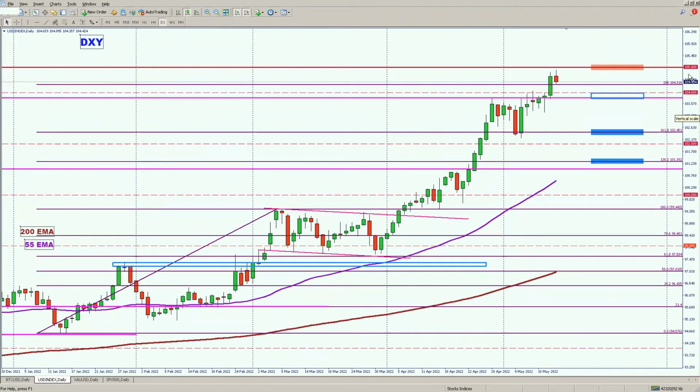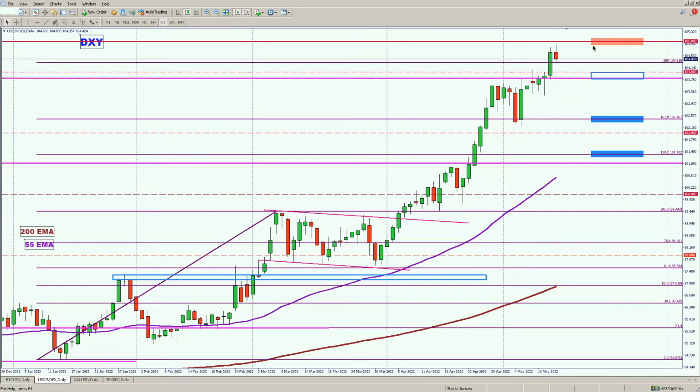For now, it needs to break through the 105 if it's going to continue its bullish move. Otherwise, it may just consolidate for next week. It could consolidate within this zone between the 104 and the 105. If it does dip lower, there's definitely a significant support below that, that's 102.45 here.